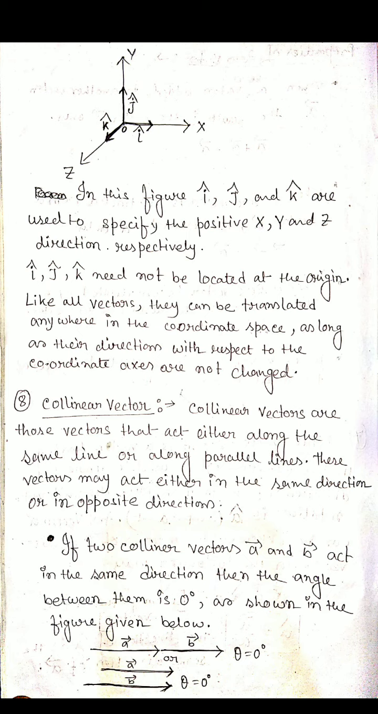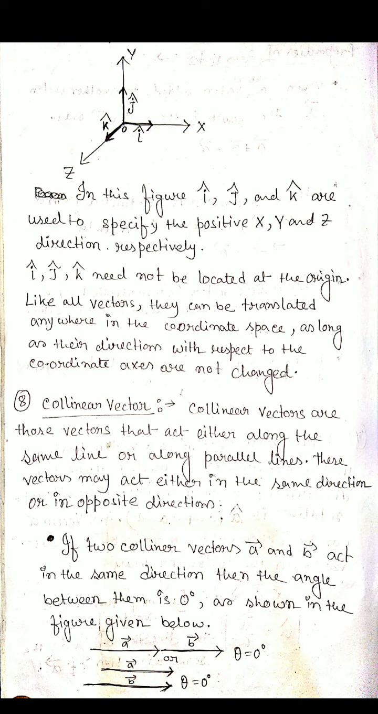It is not necessary that it is always located at the origin. It can be located anywhere in a coordinate space. It just gives us the direction. I hat means positive x direction. If minus i hat is there, that means negative x direction. J hat means positive y direction, minus j hat means negative y direction. K hat means positive z direction, minus k hat means negative z direction.